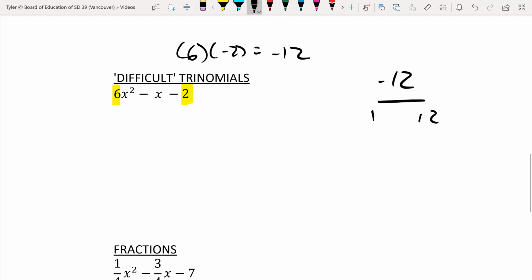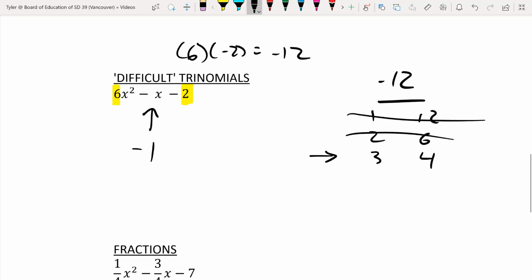So I got 1 and 12, 2 and 6, 3 and 4, my bad, and I think that's it. Yep, okay. I don't like writing in the negatives yet. I like just putting these first, and now I got to figure out, okay, what's going to multiply or add to give me -1. So looking at these, I know it's not 1 and 12. I know it's not 2 and 6. It's going to be 3 and 4 because there's a difference of 1 between them. So I want these two to add together to be -1, so I need to have 3 minus 4.